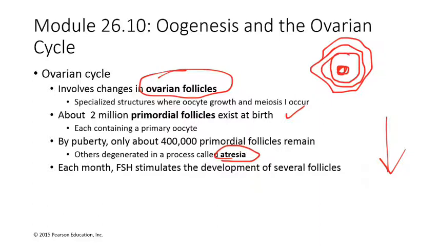By the time a woman reaches puberty, there's still only about 400,000 of those primordial follicles remaining, and each month, the hormone FSH is going to stimulate a number of these follicles. And so we can see that there's a relatively small number of potential eggs to be formed in a woman compared to men who are forming millions of sperm daily.